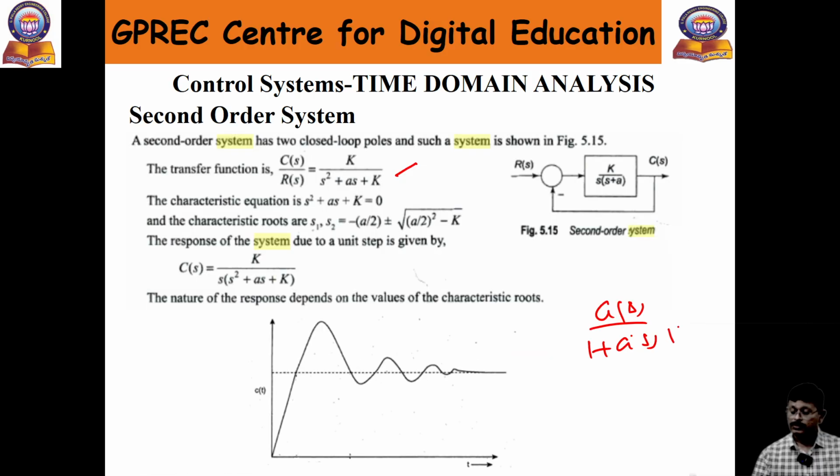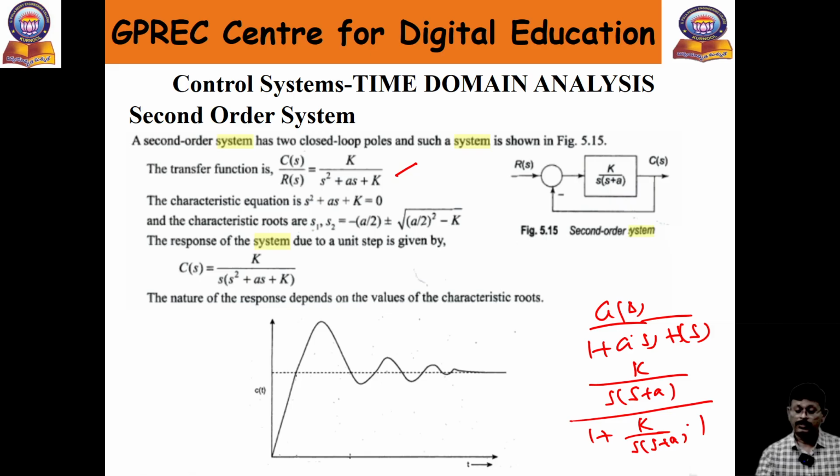Substitute the same here, G of s into H of s. So K by s into (s+a) divided by 1 plus K by s into (s+a) into 1. Now take this plus this side, and automatically this will cancel out. So K by s square plus sa plus K we will get.